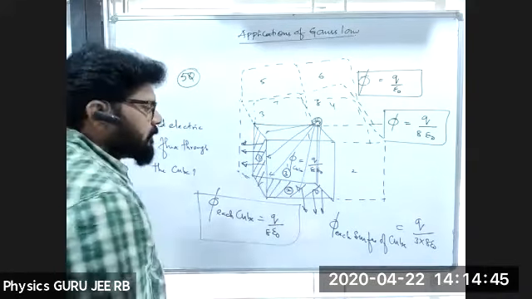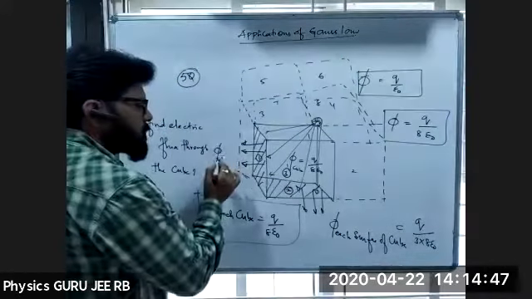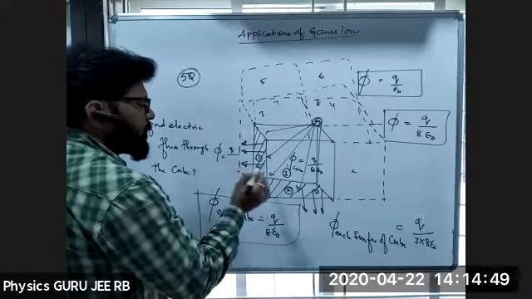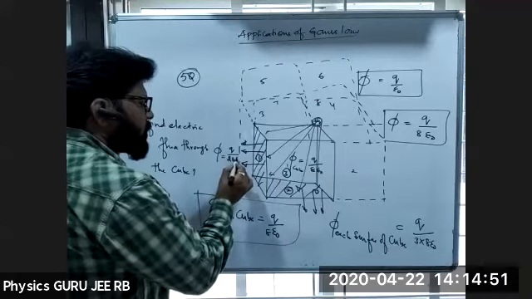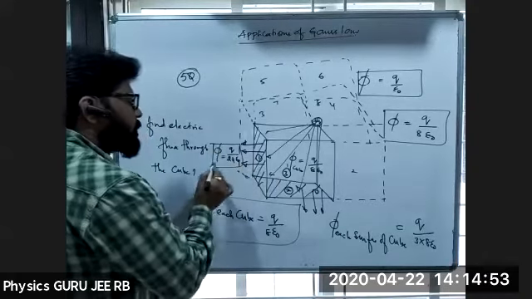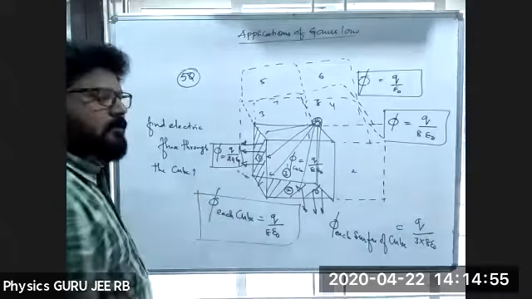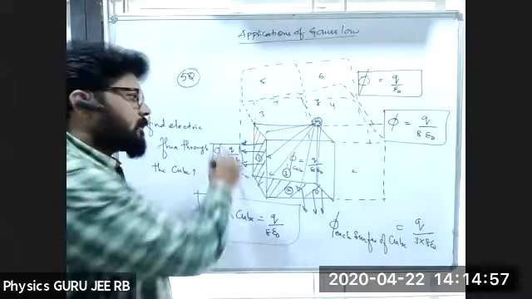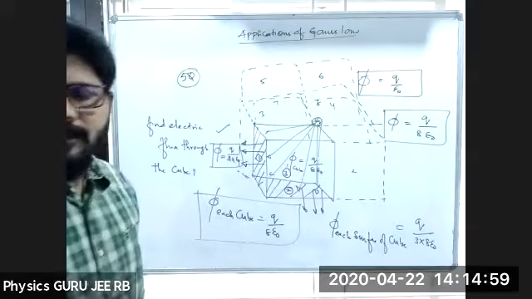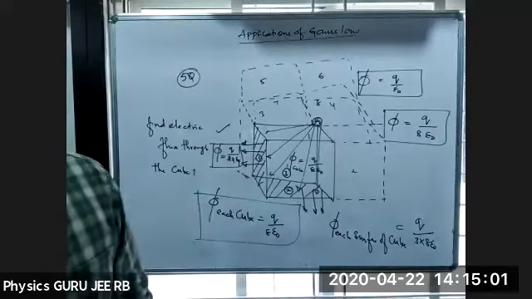How much will it be? Flux through this one, flux is equal to Q by 24 epsilon naught. Is it okay? Phi is equal to Q by 24 epsilon naught. This will be the right answer. Let's take a screenshot, then we'll proceed.